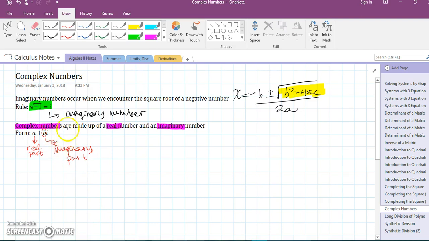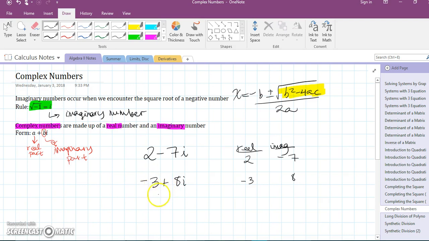So there are all kinds of complex numbers that you can have. For example, if I have 2 minus 7i, then your real part is 2, and your imaginary part is negative 7. If I have negative 3 plus 8i, your real part is negative 3, your imaginary part is 8. That's pretty self-explanatory. The imaginary part is with the i, the real part is not with the i.